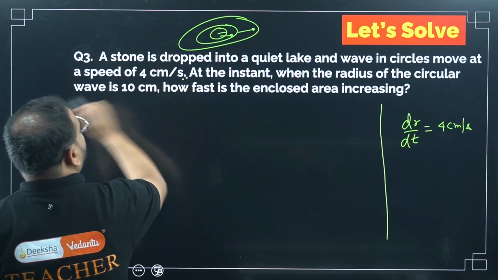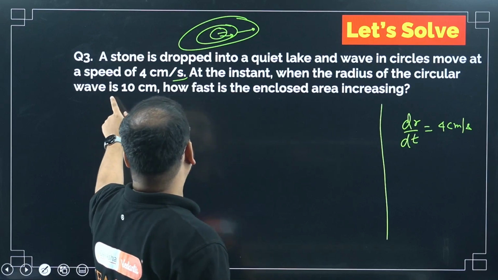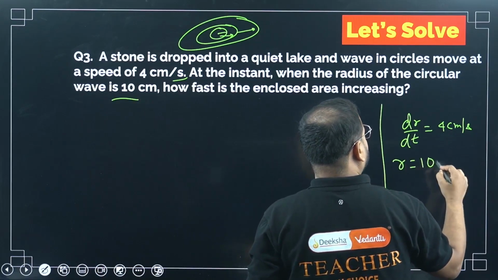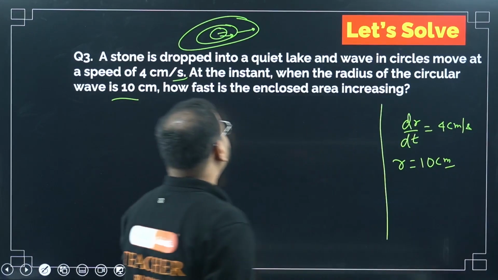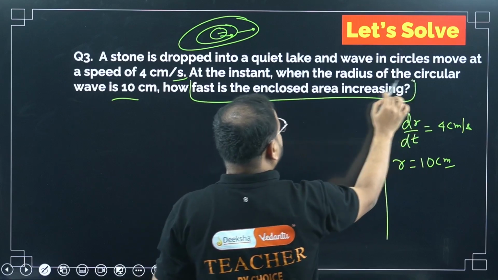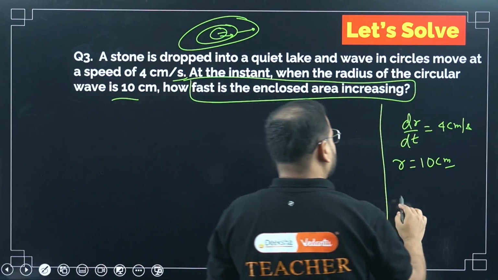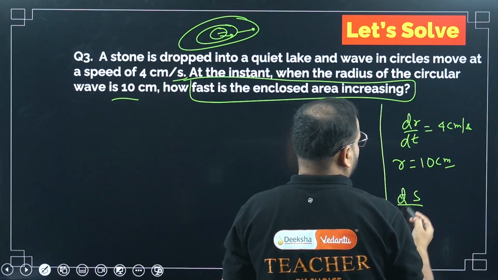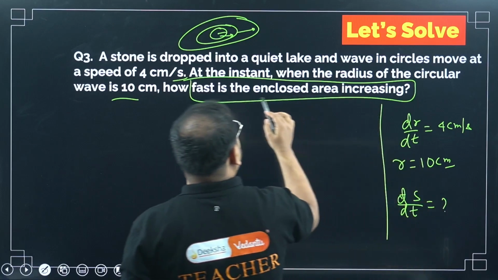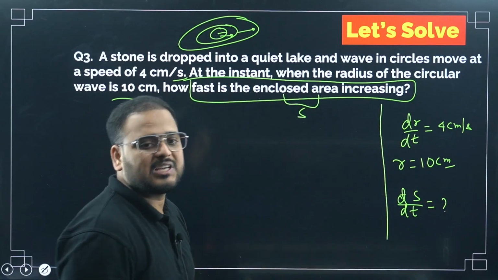Okay. So till here we understood the question. At the instant when the radius of the circular wave is 10 cm, means when they gave a condition, when this is 10 cm, find how fast the area enclosed is increasing. They're asking us to find how fast, means they're asking us dS by dt. What is S? S is the area enclosed. So dS by dt they are asking.